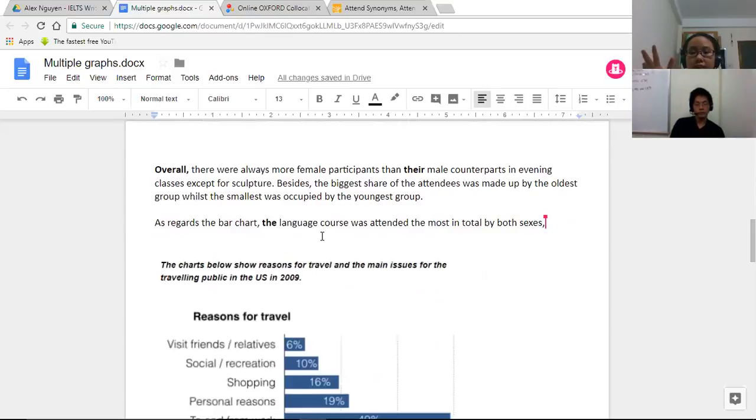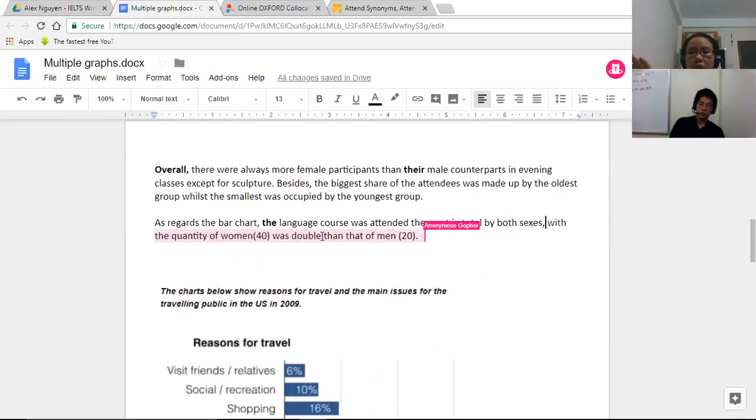Okay, if you want to fix this, you can use: the language course stands the most in total by both sexes, with the number of females, and you put the number in brackets, 40, double that of their male counterpart, with double that of male. Then you put the number 20.